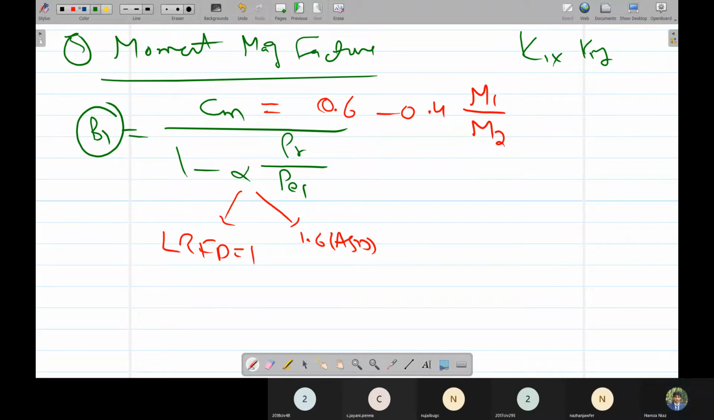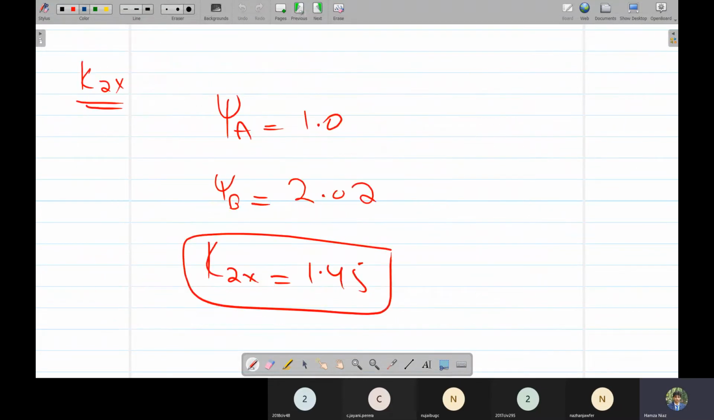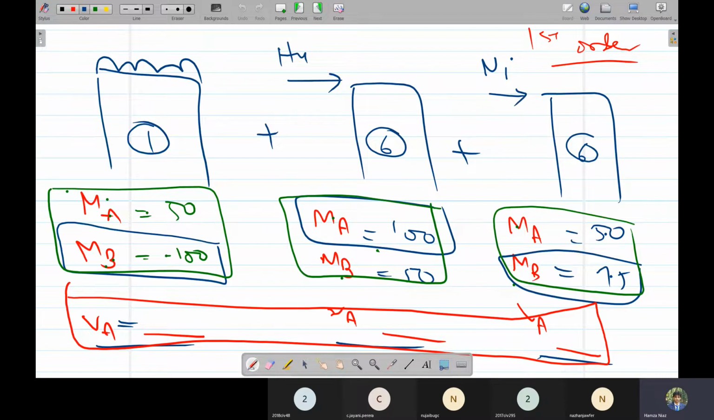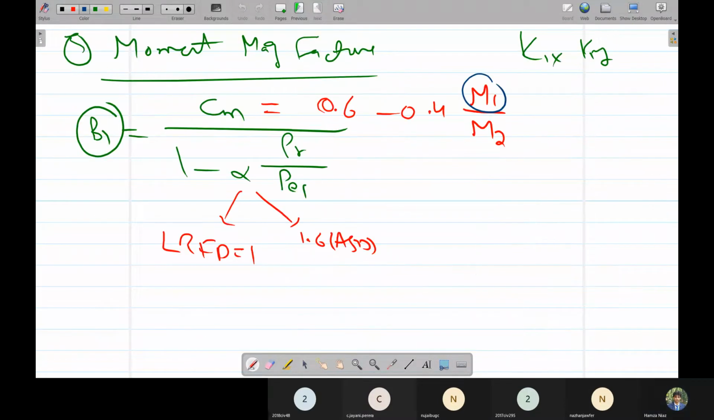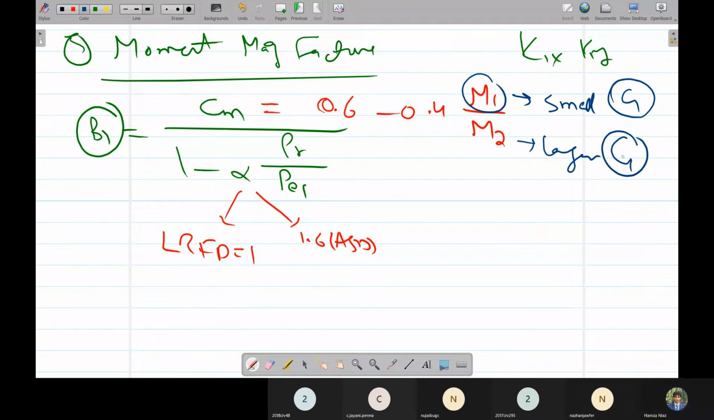In this case, M1, we calculated two moments from gravity loads. This is gravity loading. This is wind loading. Gravity loads, we calculate two moments, MA and MB. The smaller one is M1. Just remember that it is only for gravity loads. M1 is smaller, only gravity. And M2 is the larger one from gravity loads.